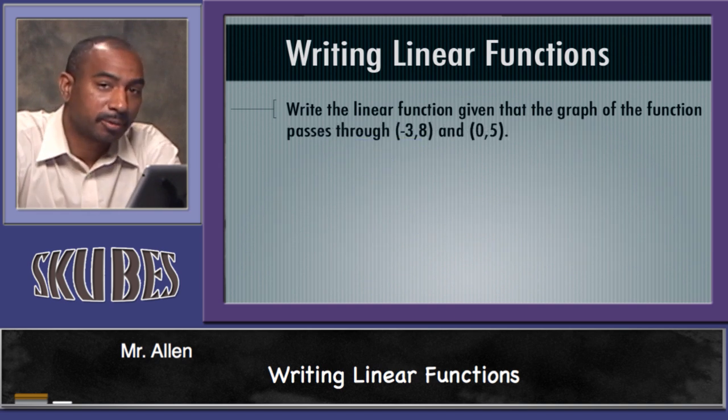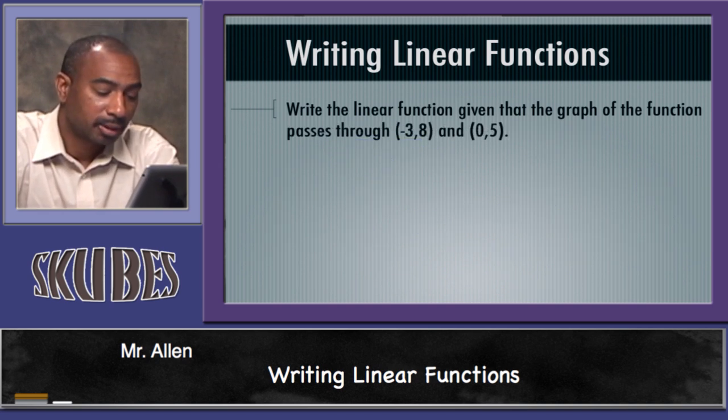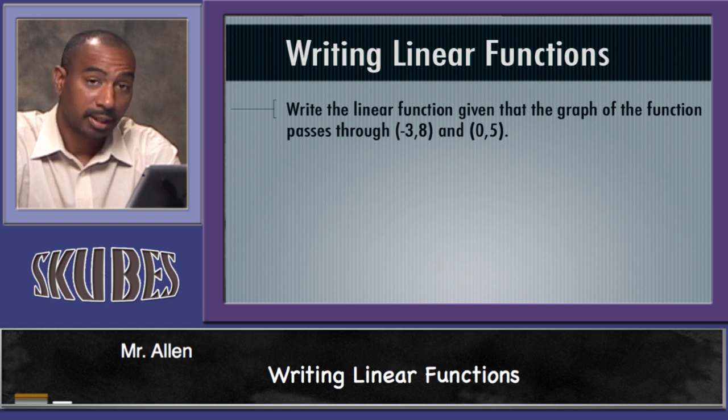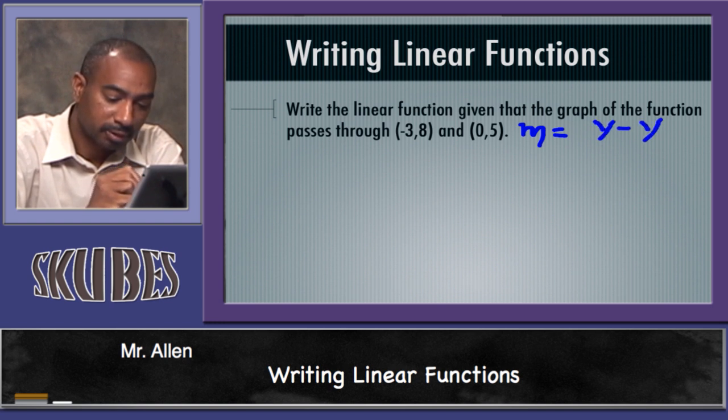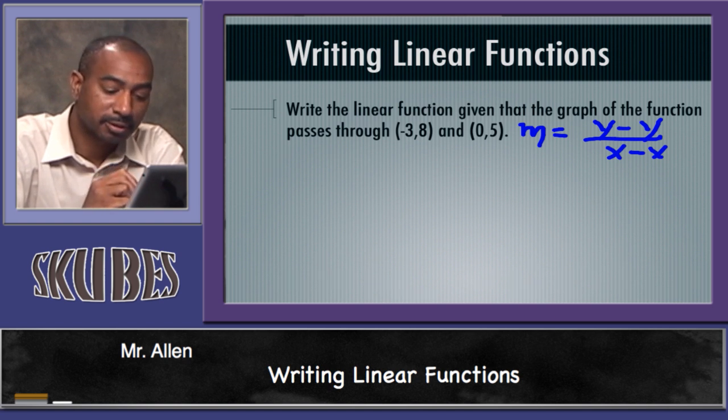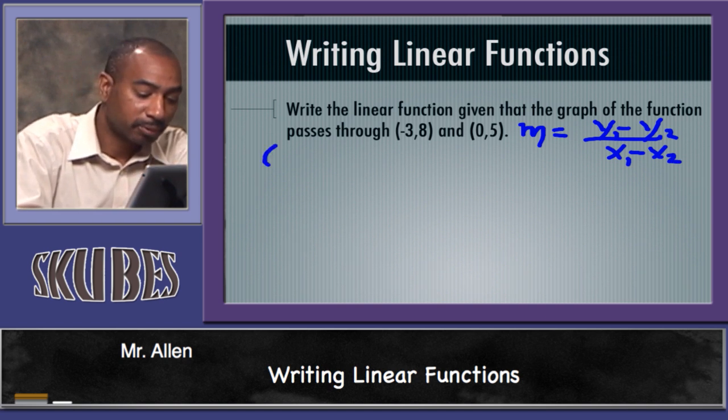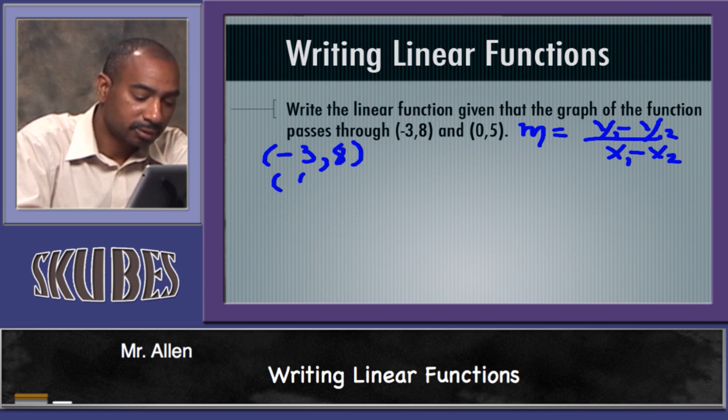All right, let's look at an example where you're just given 2 points. Write the linear function given that the graph of the function passes through (-3, 8) and (0, 5). Well, the first thing you have to do is get the slope. We know the slope formula is the difference in y divided by the difference in x, or the x coordinates. You have to be consistent in the way you subtract these. That's why I put the subscripts in the formula. Let's say I start with (-3, 8) and (0, 5).